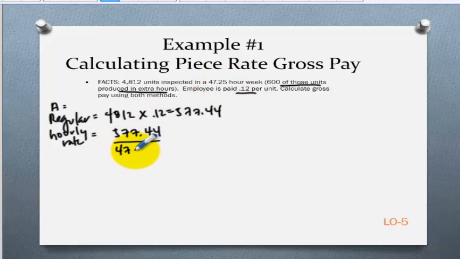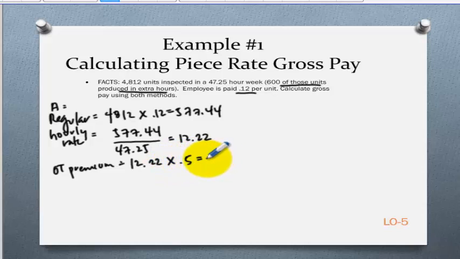47.25 hours. So we'll divide that by 47.25, and that gives us a 12.22 hourly rate. So then we can calculate the overtime premium. Notice that we only need to worry about 0.5 because our overtime hours, 7.25 overtime hours, are already used to calculate this rate. So one of our 1.5 is already in this calculation, and all we need is the 0.5. So now we'll take the 12.22 times 0.5, and that gives us an overtime premium of $6.11.